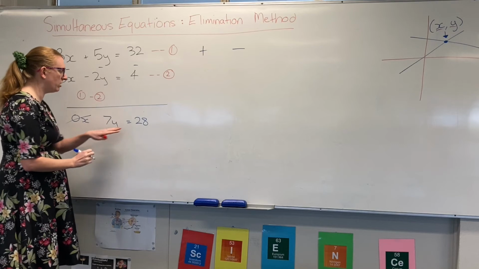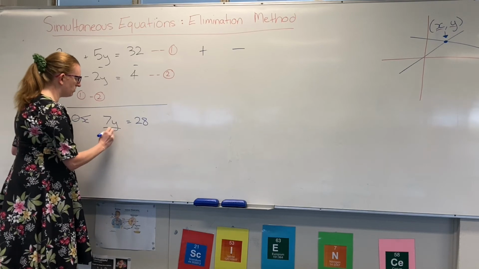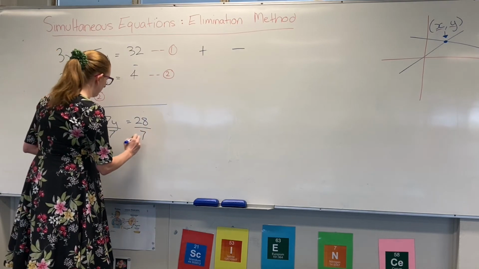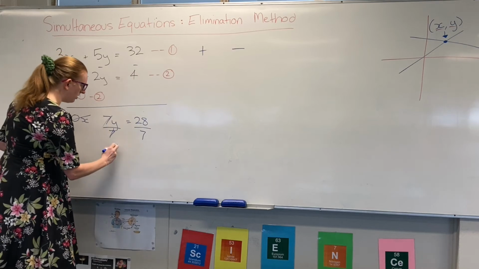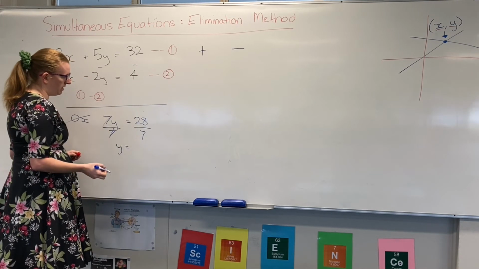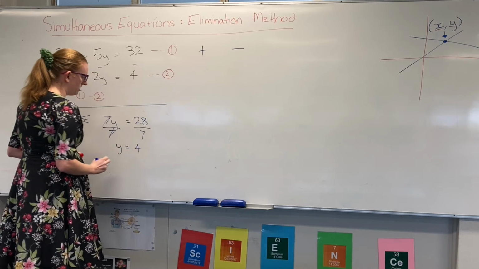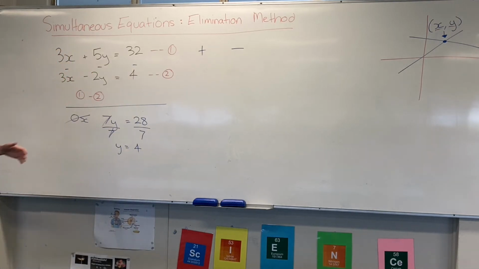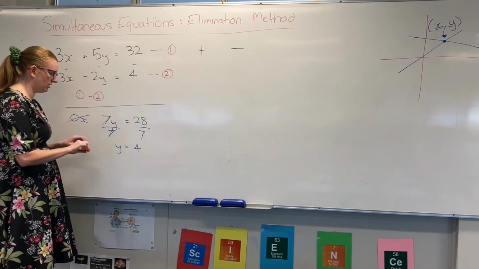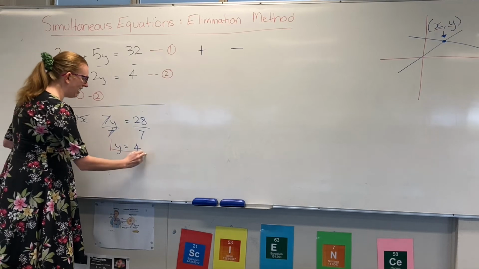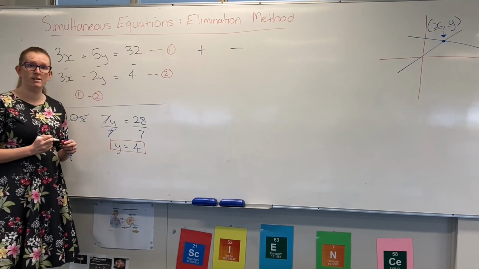I've got 7y is equal to 28, so I need to divide both sides by 7. They cancel out, so y is equal to, 7 4s are 28. So y is equal to 4. So I found half of my answer. I know what y is equal to.